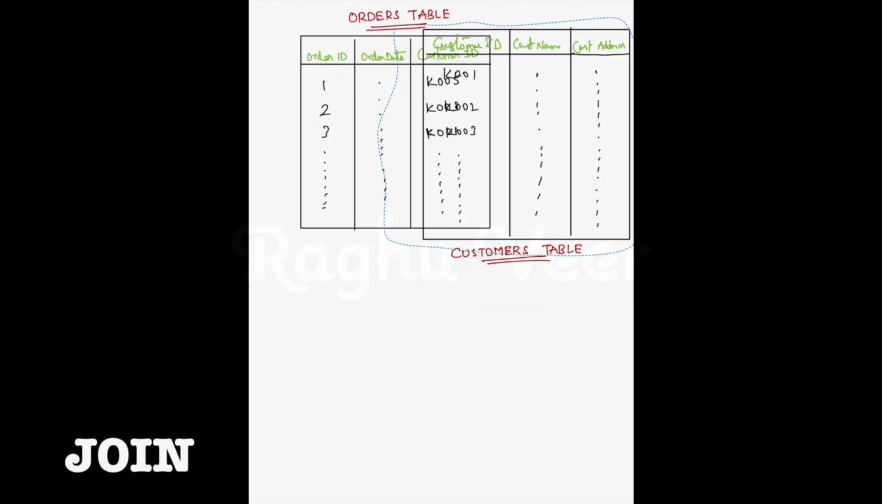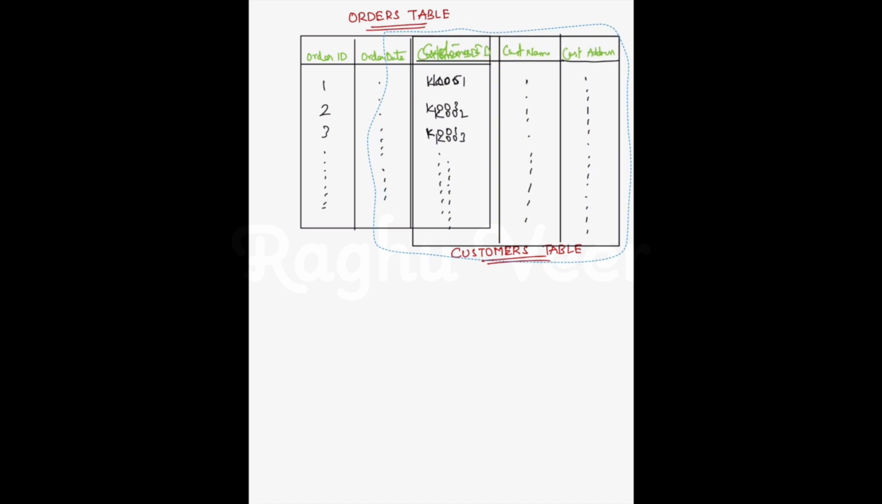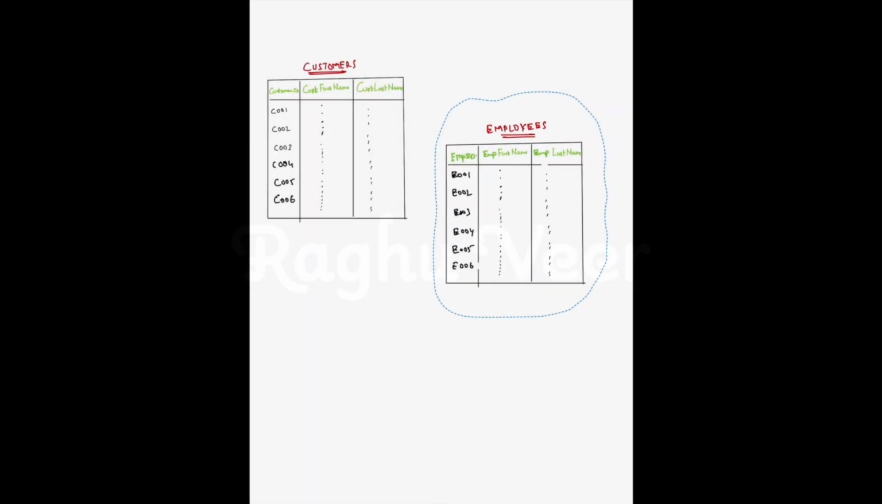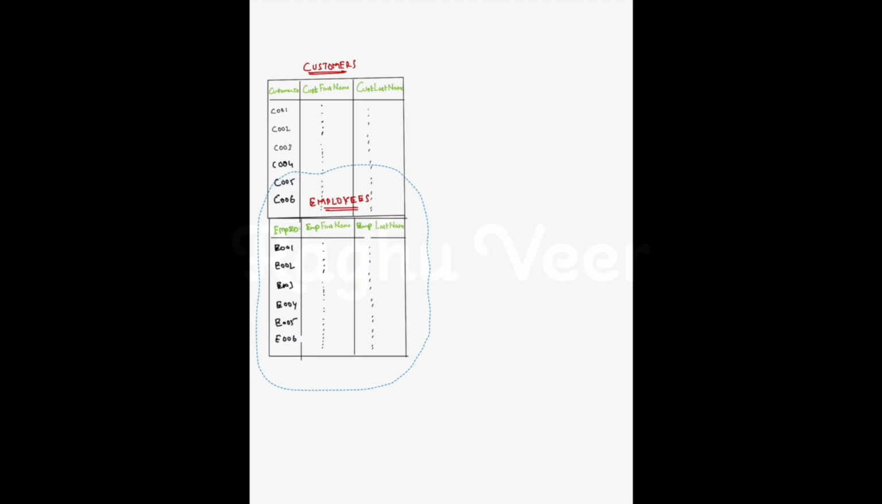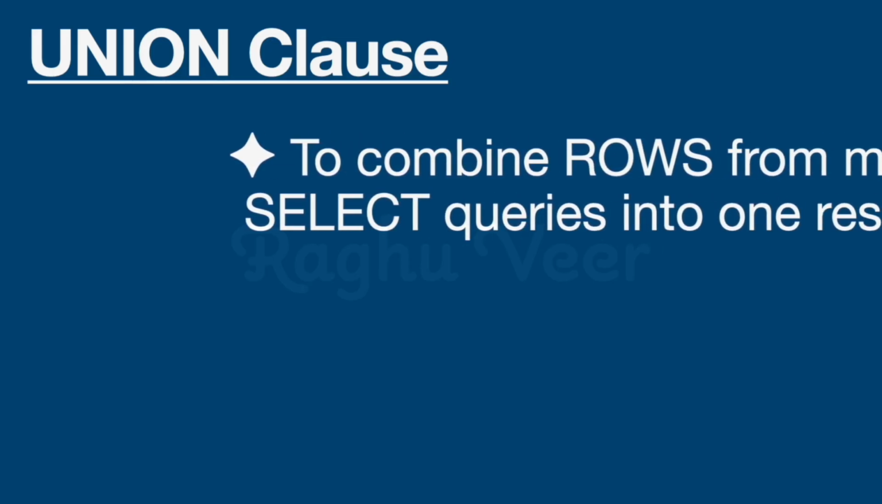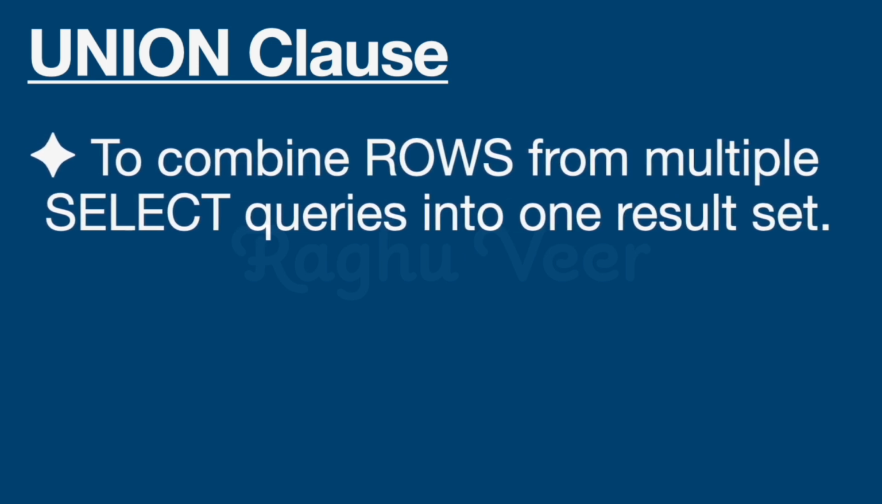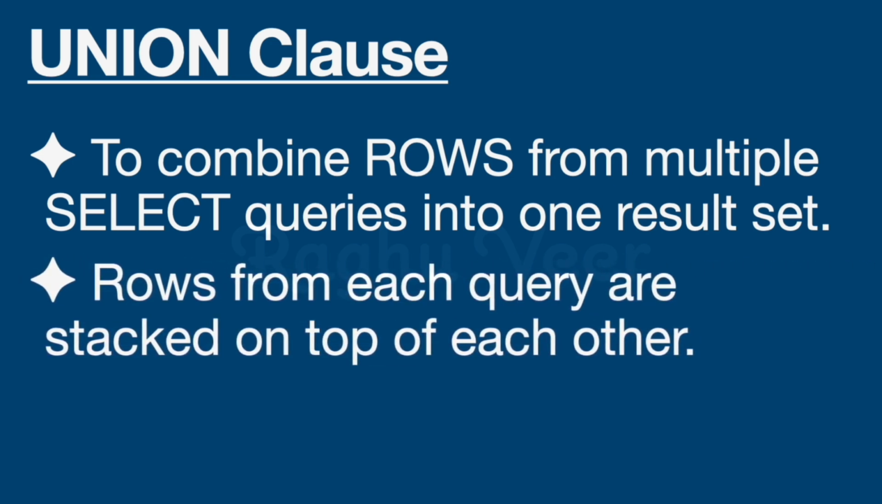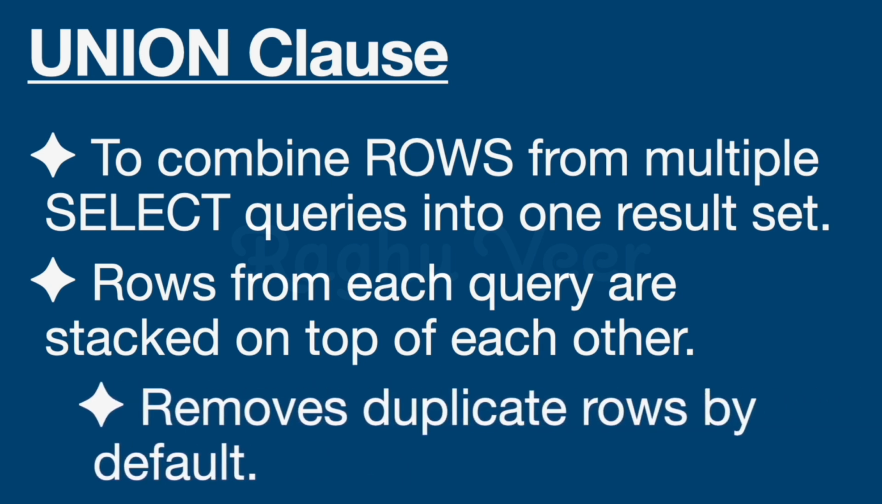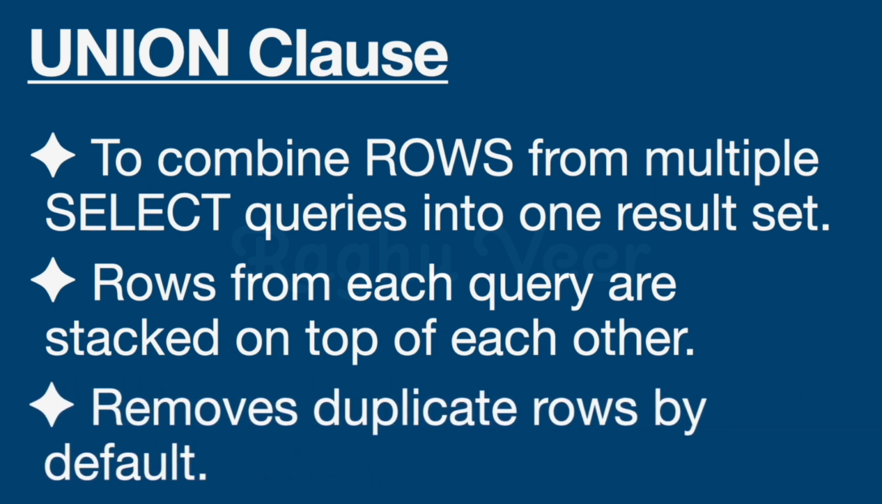the union clause in SQL. So far, we've been using joins, inner join or outer join, to connect data from different tables using a common column. Union is different in this respect: instead of combining columns, we combine rows. So the union clause is used to combine rows from multiple select queries into one single result set. The rows from each query are stacked on top of each other in the output, and in the final result set, the duplicates are removed by default when we use the union clause.